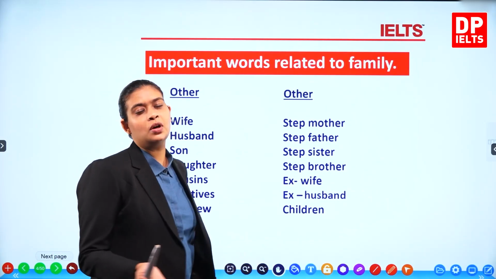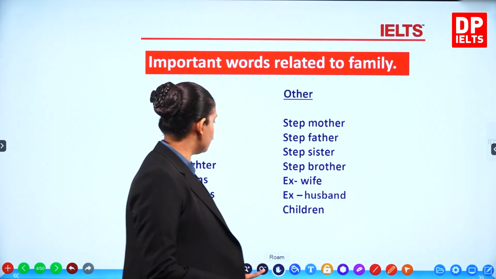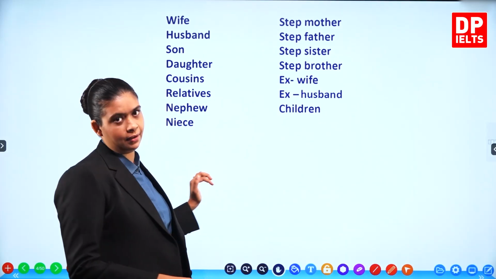Other important words related to the family, okay? So I always like to draw this because it's easier for you to remember, okay?